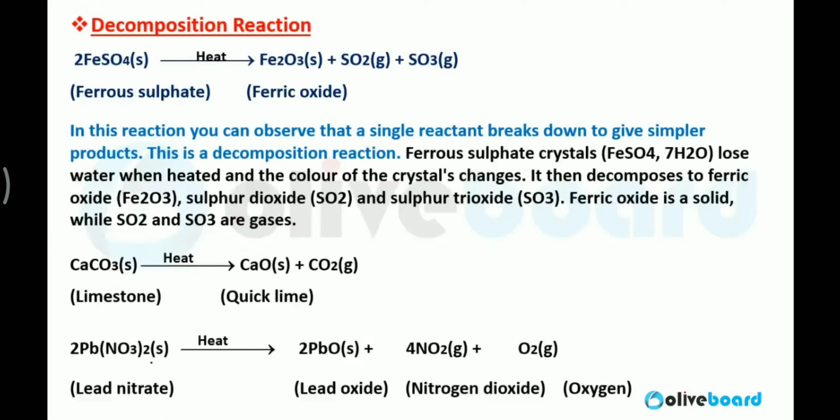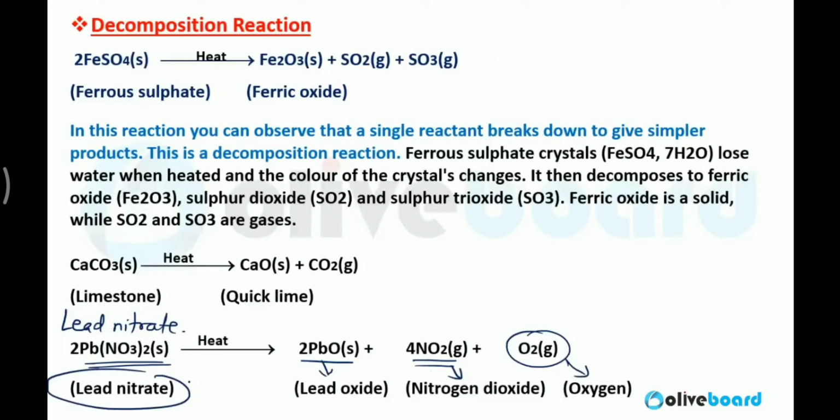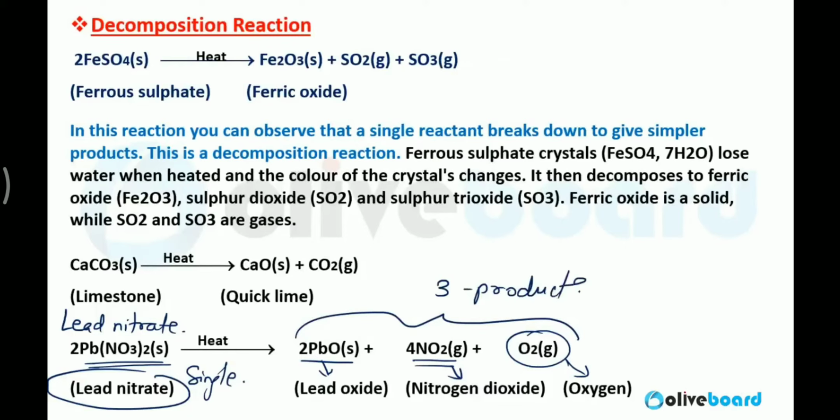Again, lead nitrate, a very important example, Pb(NO3)2. There are two molecules of lead nitrate, and when you heat lead nitrate, it converts into lead oxide plus four molecules of nitrogen dioxide and oxygen gas. So lead nitrate is again a single reactant, and from this single reactant you are getting three products. Lead nitrate is now decomposed and converted into three products.